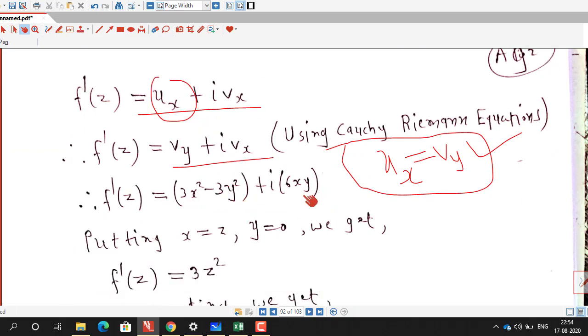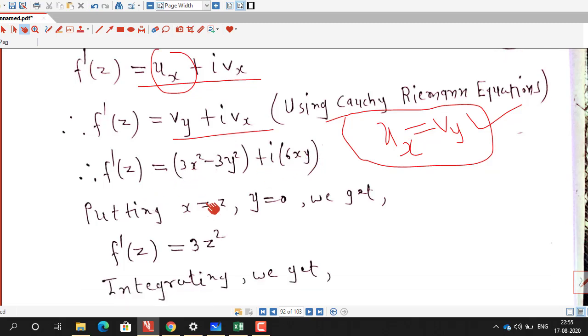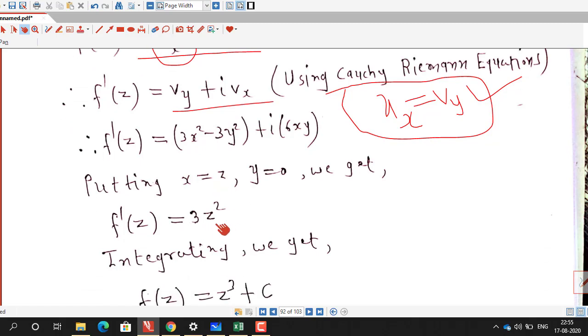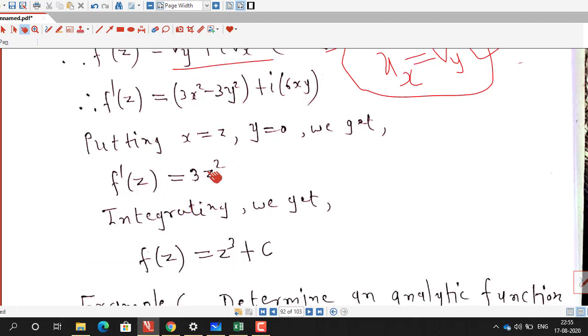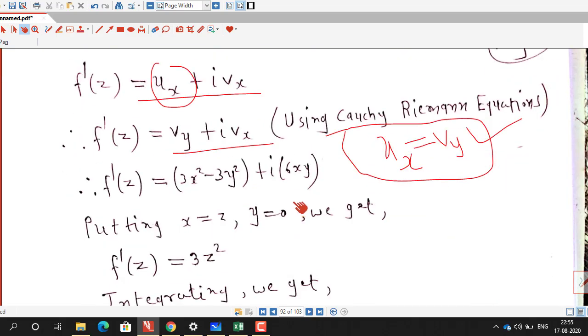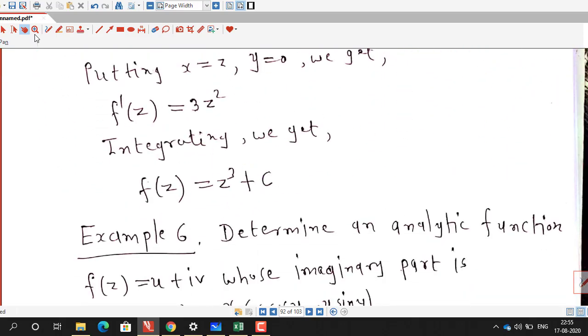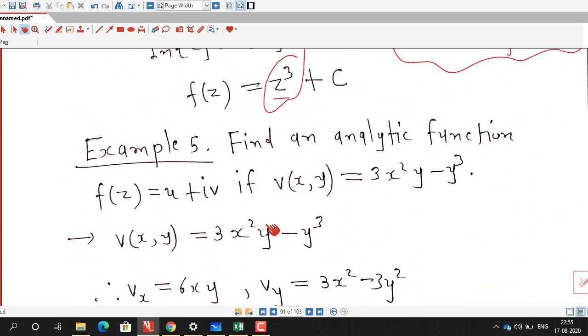Now this right hand side is a function of x and y. So we put x equal to z and y equal to 0. So y equal to 0 will make this part 0 and this is 3z square minus 0. So again we obtain f dash z equal to 3z square. Z square is analytic everywhere. So if we integrate we will obtain z cube plus c. So you can see here also our constructed function is z cube plus c, but here the imaginary part is given, which is 3x square y minus y cube.